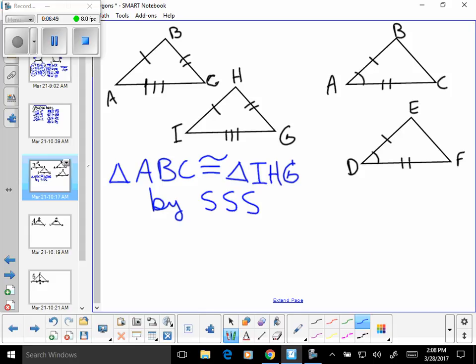If we look at the second pair of triangles, we have triangle ABC, this time with triangle DEF. Note that I don't have 3 pairs of tick marks. I have 2 pairs of tick marks, and I have a pair of arcs. Now, in this situation, I know that angle A is congruent to angle B.